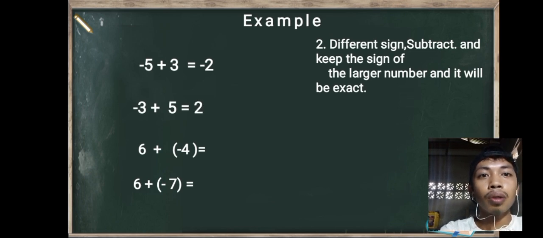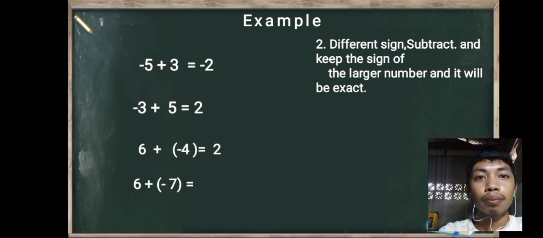The third one is 6 plus negative 4. According to the rule, we have to subtract the smaller number from the larger number. So 6 minus 4 is positive 2.